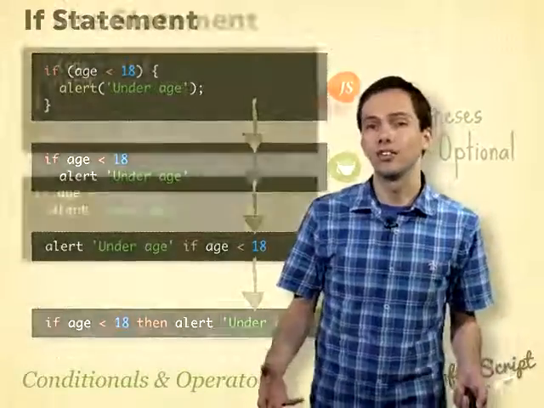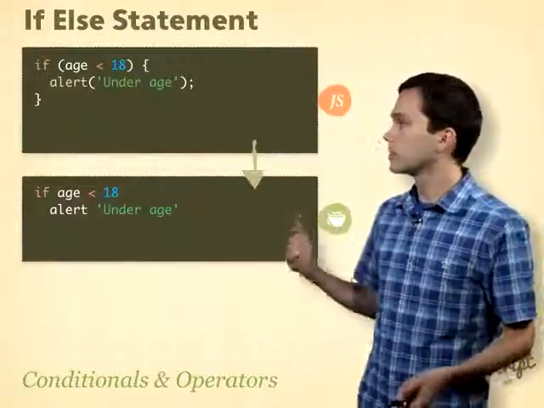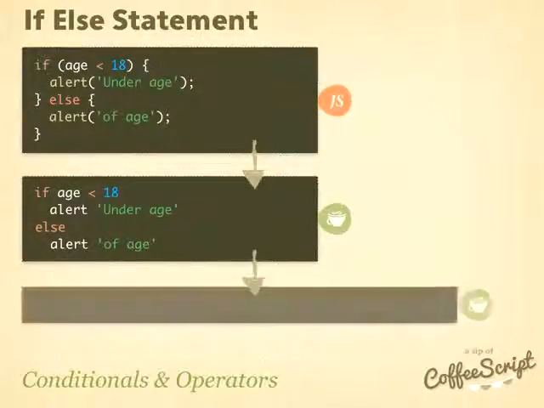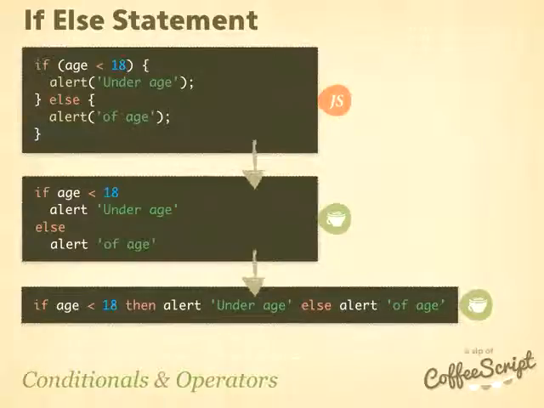What about using else? Well, in JavaScript, it's going to look something like this. In CoffeeScript, well, it's just not going to have the parentheses. So something like this. We can also write it using the longer syntax. If age less than 18, then alert underage, else alert of age. It's worth noting that CoffeeScript doesn't have any ternary operators, so you're not going to be able to use question mark or colon anywhere. You're really encouraged to be a little more verbose.